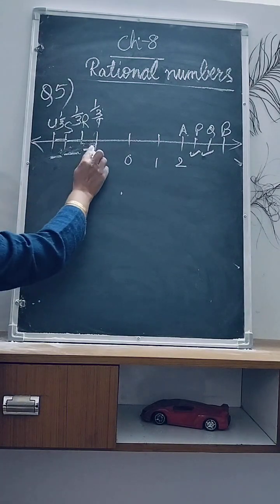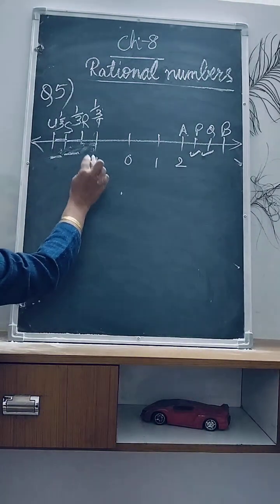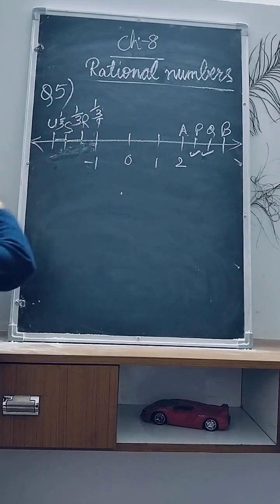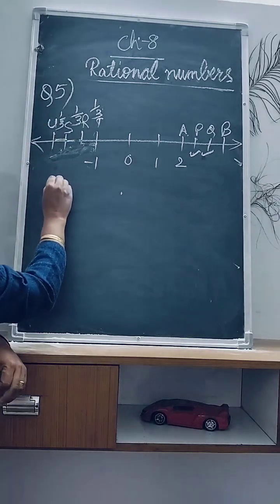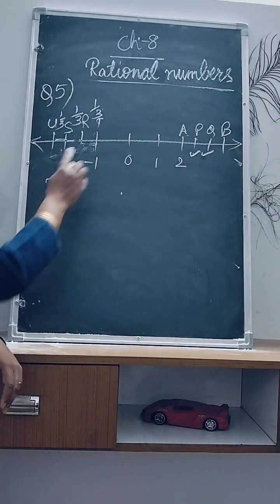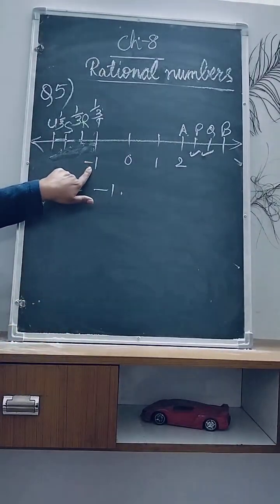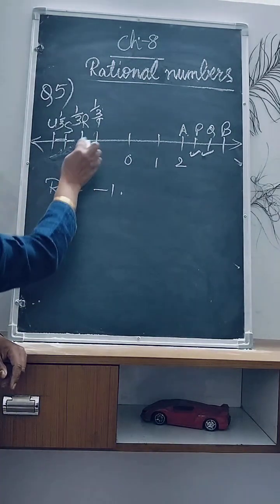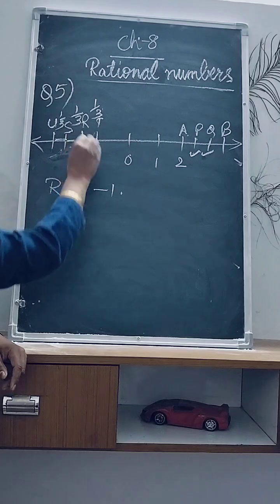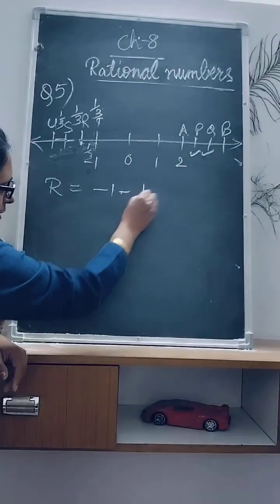Okay, now as it is starting with minus 1 and we are moving to the left side, the first rational number which we want to find is R. So for R, starting with minus 1 we have to reach over here. The gap is 1 by 3. So till here it is 1 by 3, so minus 1 by 3.